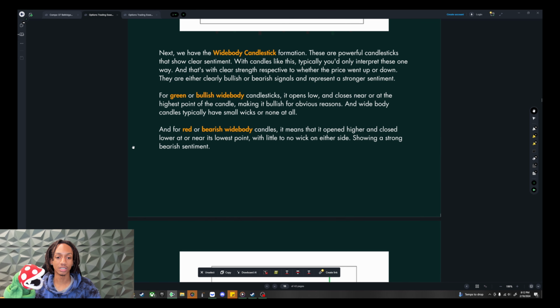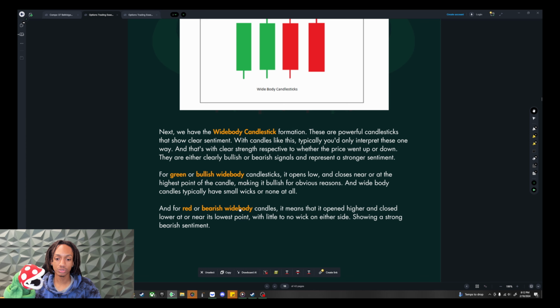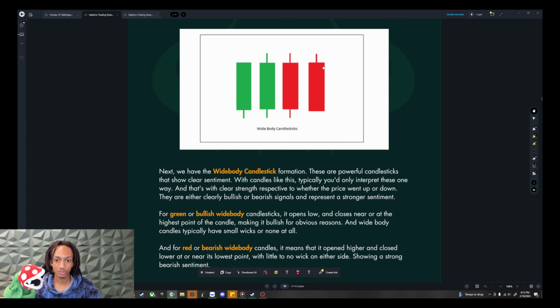There's no confusing it. A red wide body candle means that it opened higher, so it opened up high right here and closed at the low or near the low.